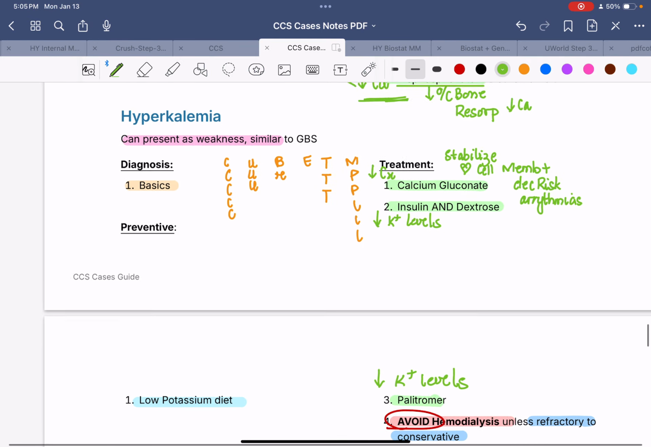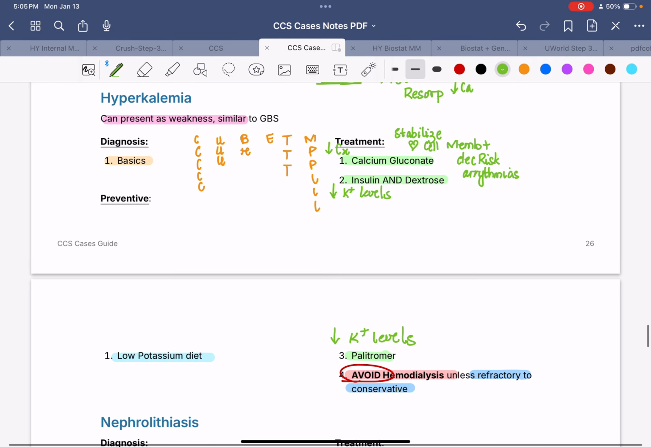Next off, you have hyperkalemia. So hyperkalemia can basically present as weakness similar to GBS, and of course we will do the basic test of Cube T3 MPL. Cube T3 was CBC, then CRP, then complete metabolic profile, chest X-ray along with creatine phosphokinase, U for urine analysis, urine culture sensitivity, urine toxicology, B for beta HCG along with HbA1c, E for EKG, echo as well as ESR, T for troponin, TSH along with toxicology screen, M for magnesium, P for phosphate, P for PT, PTT, and then L for lipase, LDH, and lactate, right?